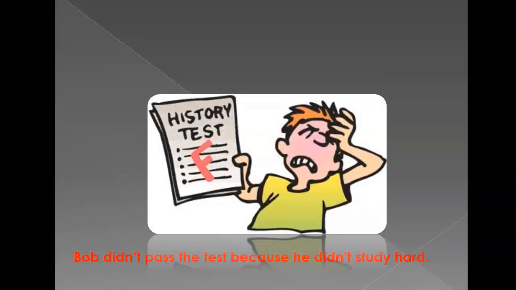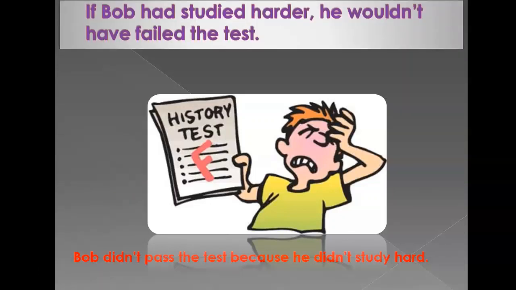Now next one. Bob didn't pass the test because he didn't study hard. So an horrible F in his history test. What would you use, guys? What structure? Obviously you are going to use a third conditional, but how? Think about it. Maybe something close to this: if Bob had studied harder, he wouldn't have failed the test, or he wouldn't have flunked the test. Or maybe I can change here: if Bob had studied harder, he would have passed the test. So it's up to you guys.